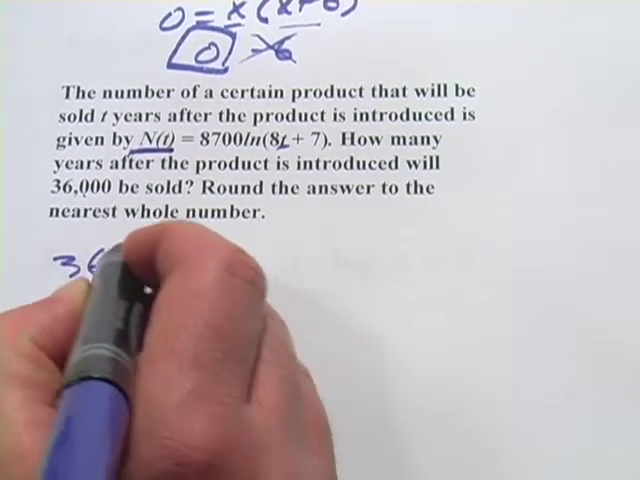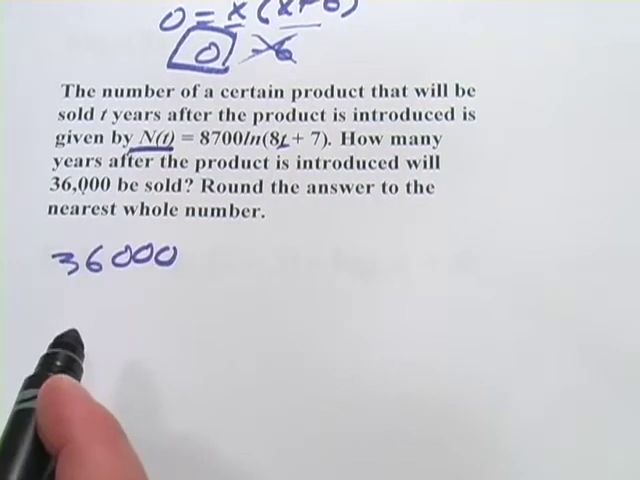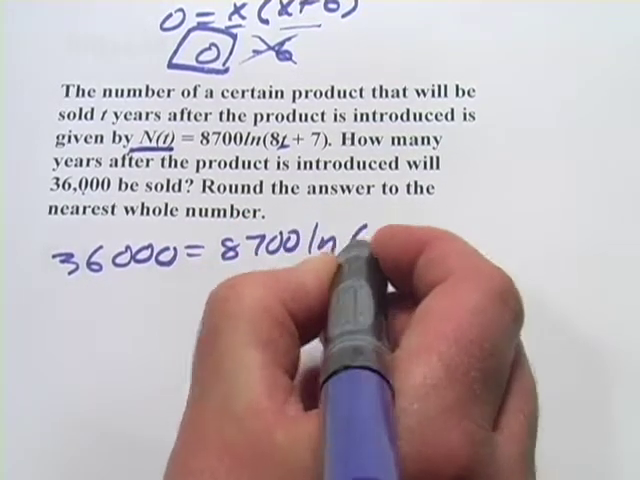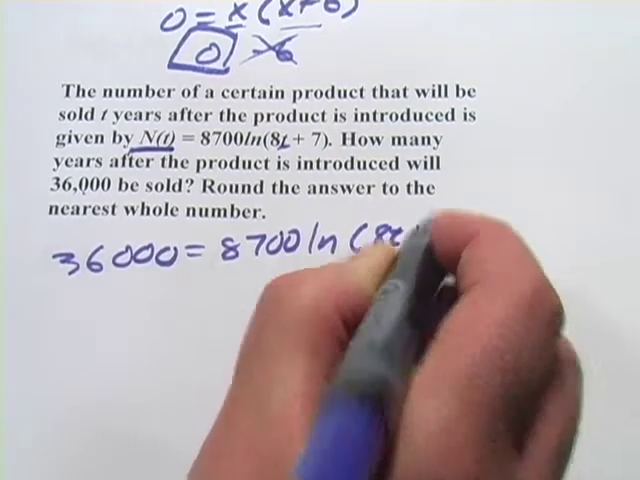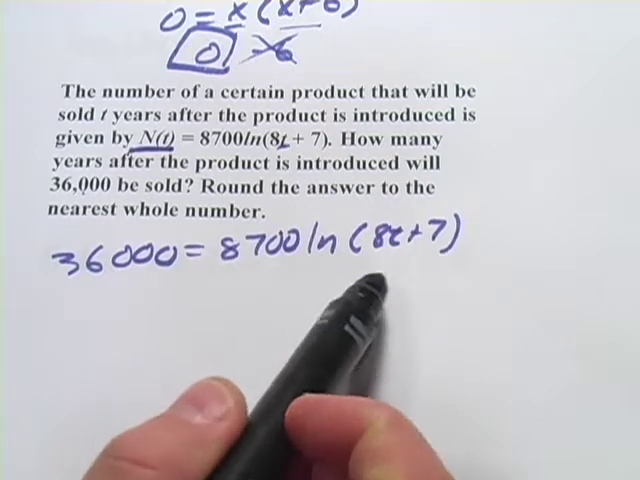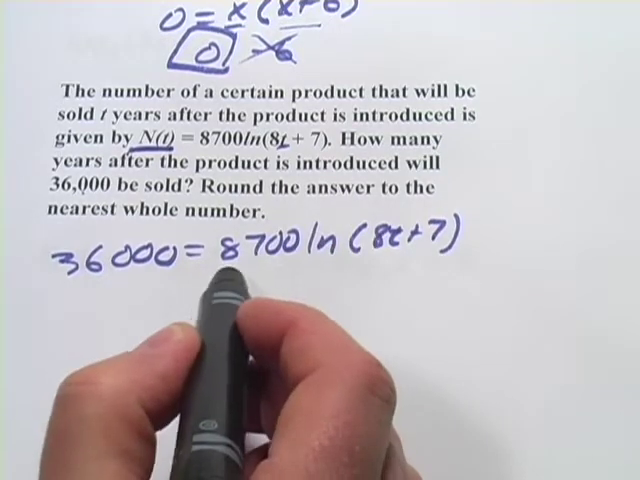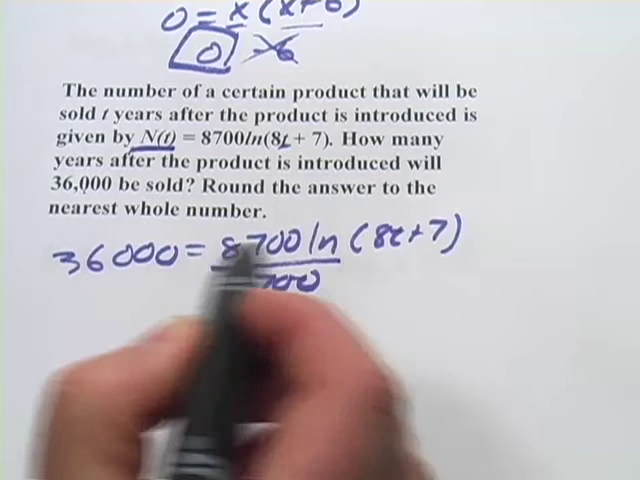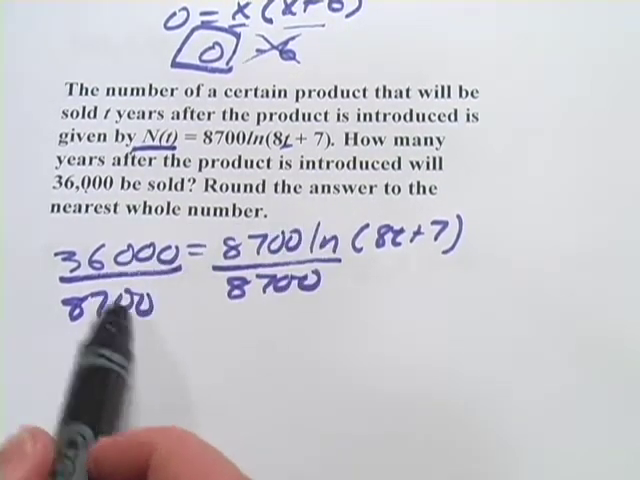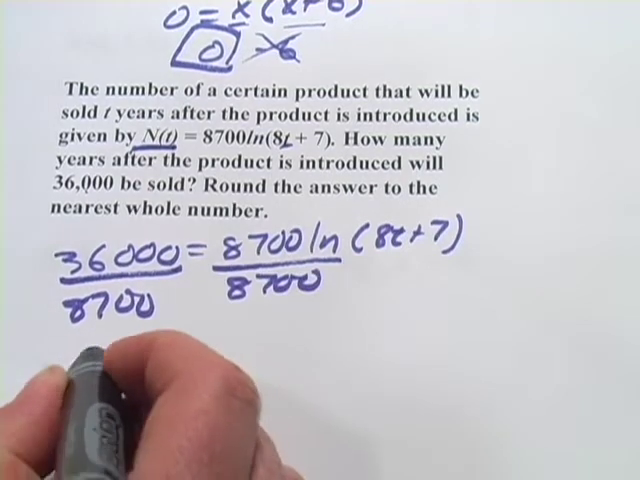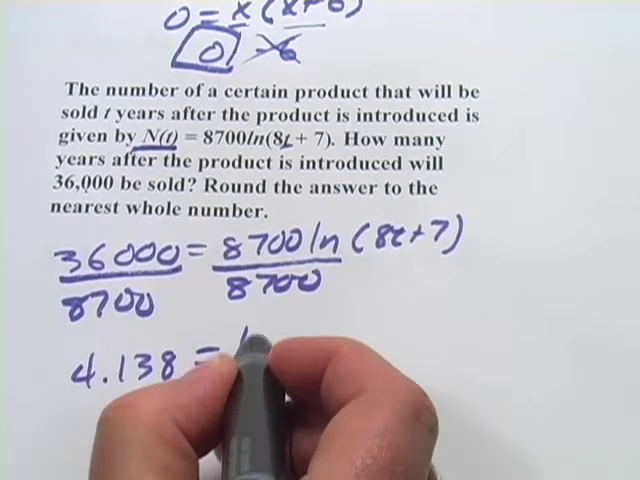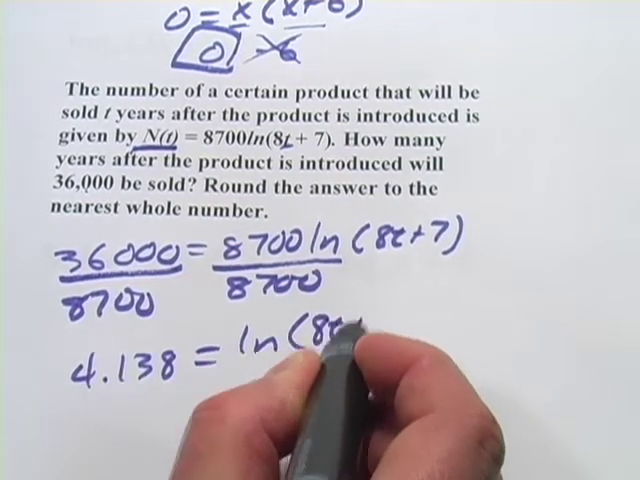So let's see how to do that. We'll set this up first. So here's our 36,000 subbing in for N of t. Then we've got 8,700 times the natural log of 8t plus 7. So somehow we want to get at that t that's inside those parentheses. The first thing I'm going to do is undo the multiplying by 8,700. And we'll divide both sides here. And if you divide 36,000 by 8,700, I think you get 4.138 or so. And then we've got the natural log of 8t plus 7.